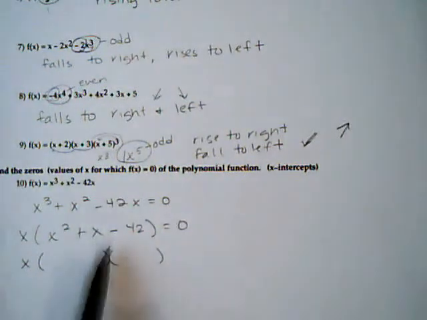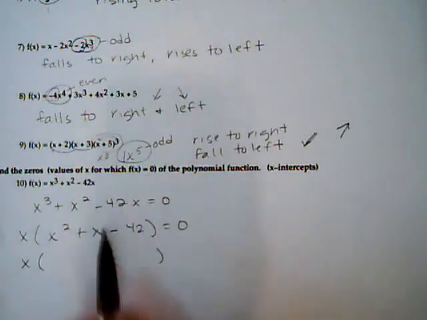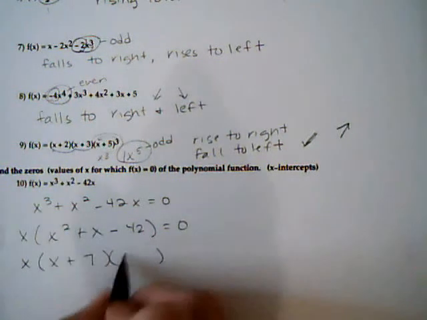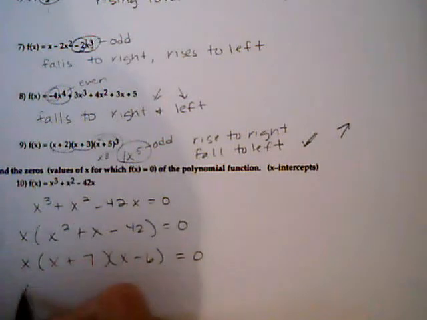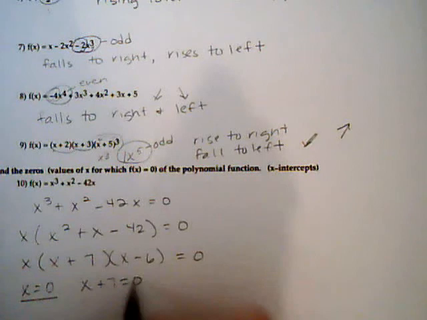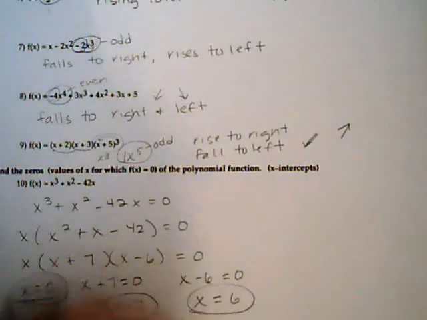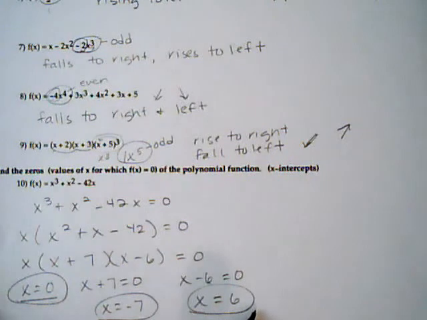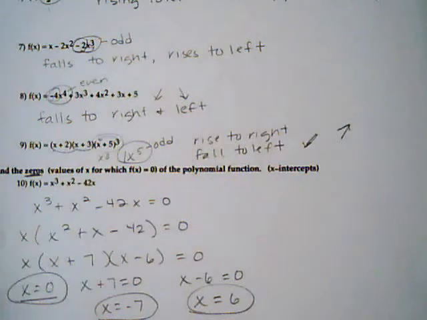Okay, this polynomial will also factor if I look at what will multiply to be negative 42 but subtract to be 1. So that would be x plus 7 and x minus 6. Okay, so if I set each one equal to 0, one solution would be x is equal to 0, one would be x is equal to negative 7, and one would be x is equal to 6. So those are my 3 x-intercepts, okay, which also we call the zeros of the function. These would be the values where that function would cross the x-axis.